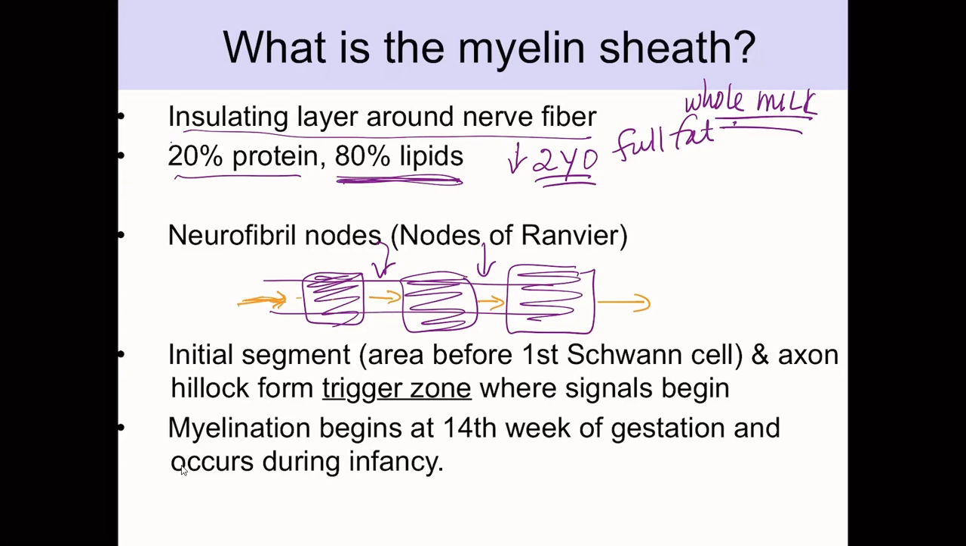Now there is an initial segment on the neuron that's between the first Schwann cell and the axon hillock. This is called the trigger zone, so that's where an impulse is going to begin. And then here's what I was just trying to tell you about the whole milk. Myelination begins at the 14th week of gestation, and it occurs during infancy, so probably till about 2.